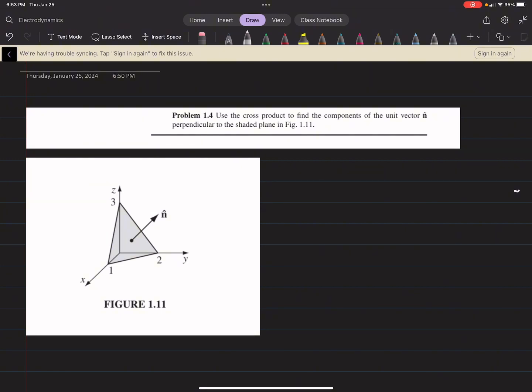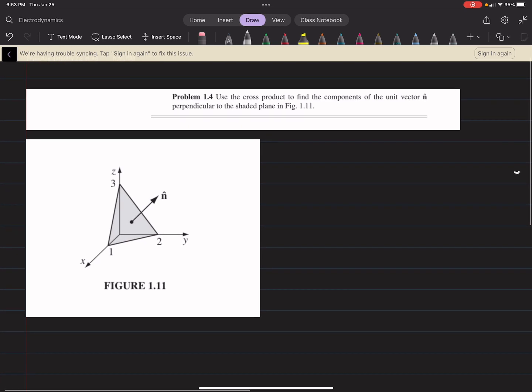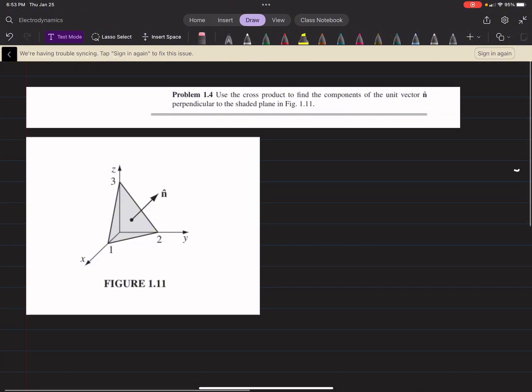It says use the cross product to find the components of the unit vector n hat perpendicular to the shaded plane. The way that we want to do this for our cross product is we want to define two vectors. Maybe this part of the triangle we can call vector A, and this part of the triangle we'll call vector B.